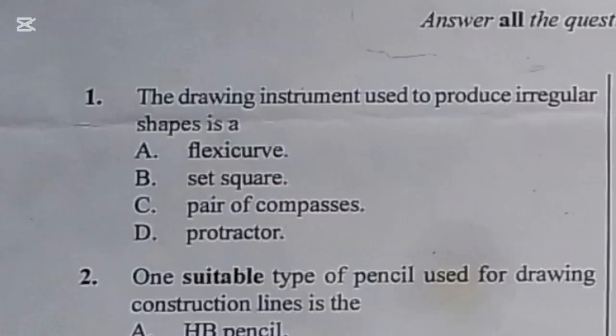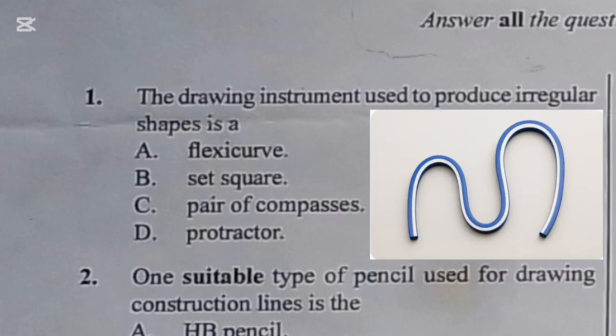Question 1. The drawing instrument used to produce irregular shapes is A flexicurve, B set square, C pair of compasses, D protractor. The correct answer here is A, flexicurve. Now let me show us the picture of a flexicurve. Yes, that is it on the screen. So that is a flexicurve, also known as a flexible curve.